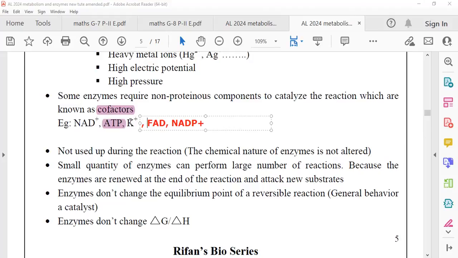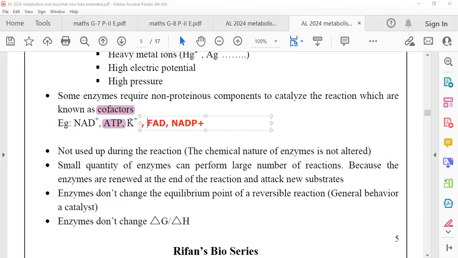Understood? Yes. Further, that is not too important for you. Enzymes don't change the equilibrium point of a reversible reaction. That is the general behavior of a catalyst. Okay. Further, enzymes don't change the delta G or delta H of a reaction. Now, the change in the energy.